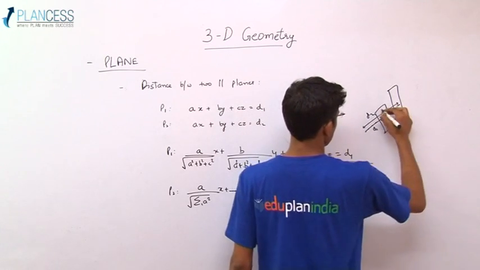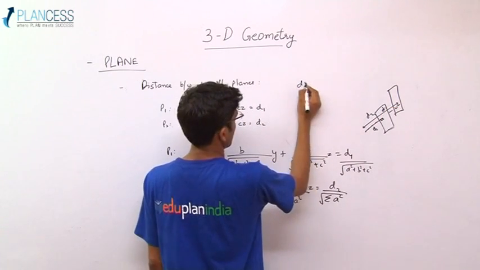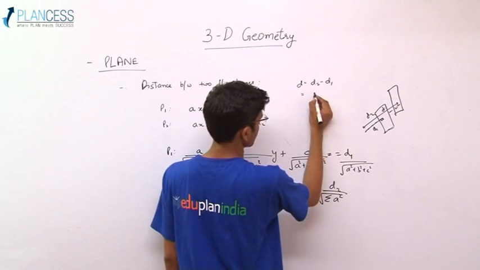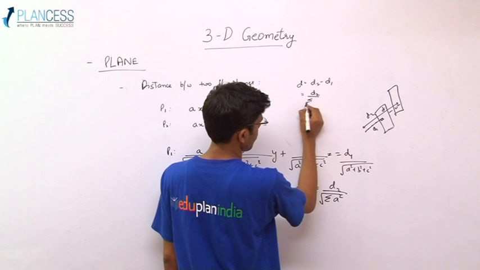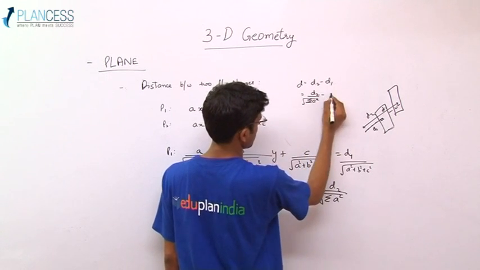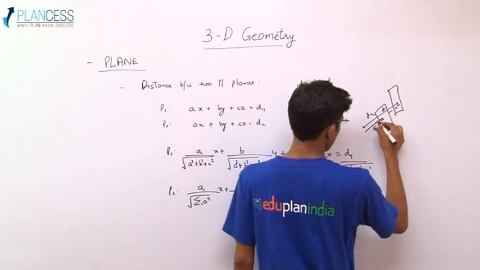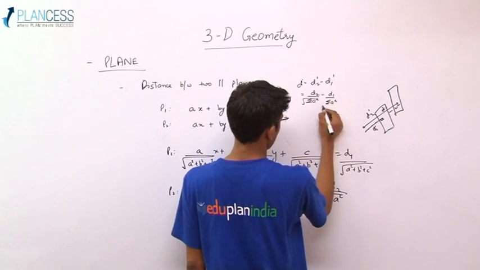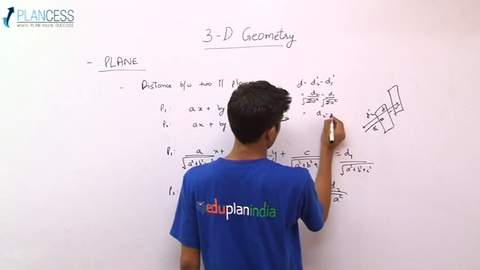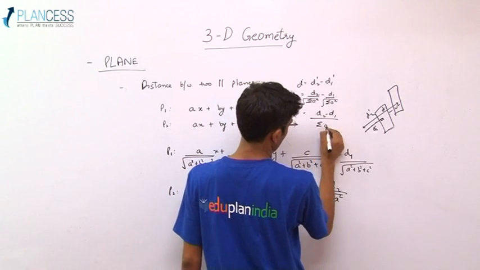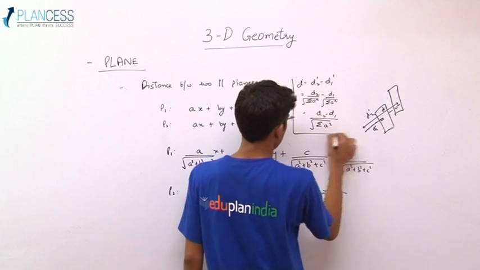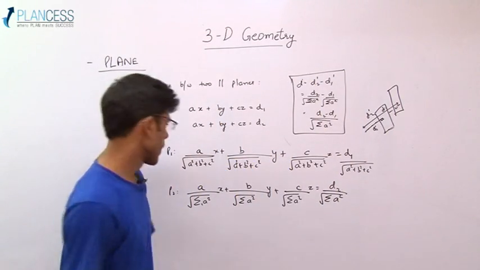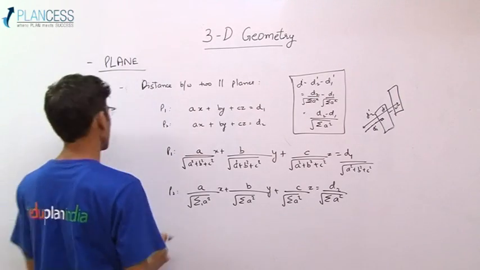So the distance d is d2 minus d1, which is d2 dash minus d1 dash upon square root of summation a square. So this is the distance between two parallel planes. Fine.